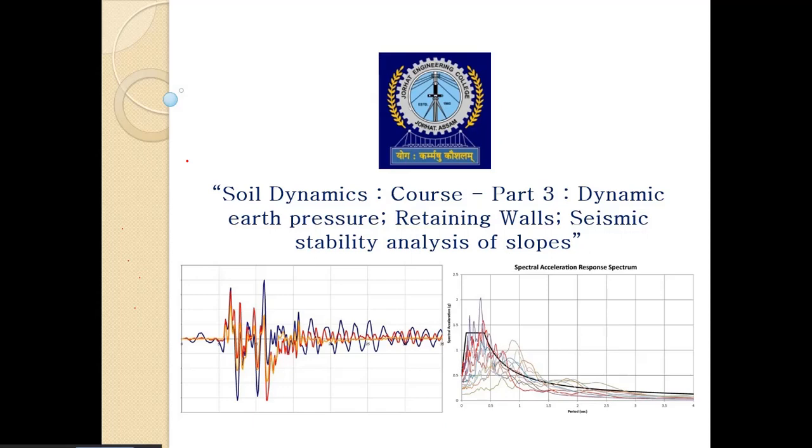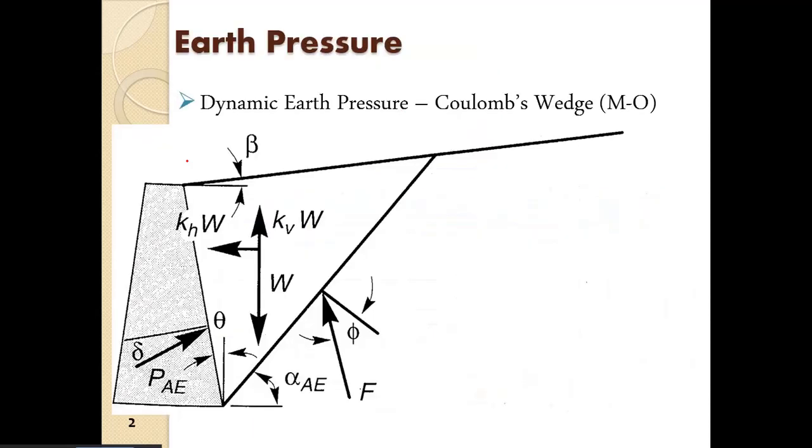So we are discussing how to evaluate the dynamic earth pressures for the stability analysis of the retaining walls, and we saw that for that purpose we took Coulomb's wedge theory, which was proposed in 1776, as the basis. Then Monobe and Okabe made some modifications to that concept, and arrived at a solution where we can find out the various earth pressures, the active as well as the passive earth pressures, or basically the coefficients of earth pressure.